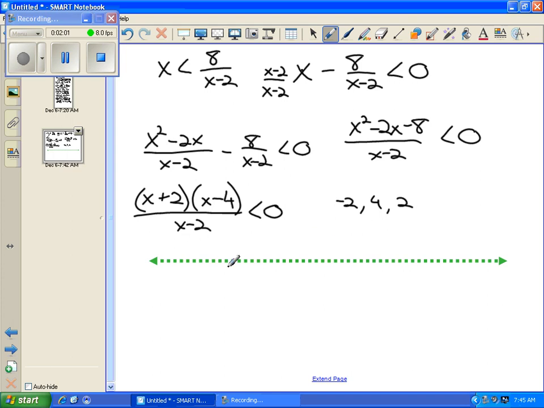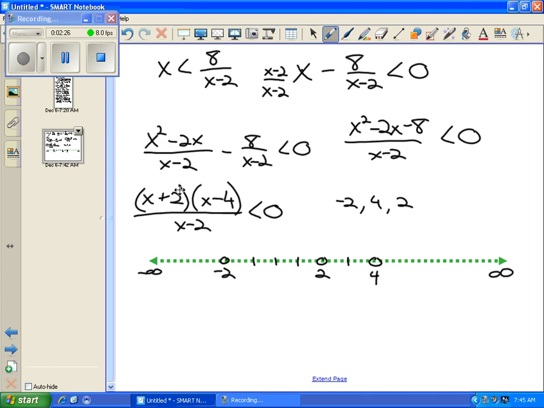So let's put those in order here on the number line. We'll do negative 2, that'll be negative 1, 0, 1, positive 2. And then we have 4, so 2, 3, 4. On each end of my number line, I'll put positive infinity on the positive side, negative infinity on the negative side.